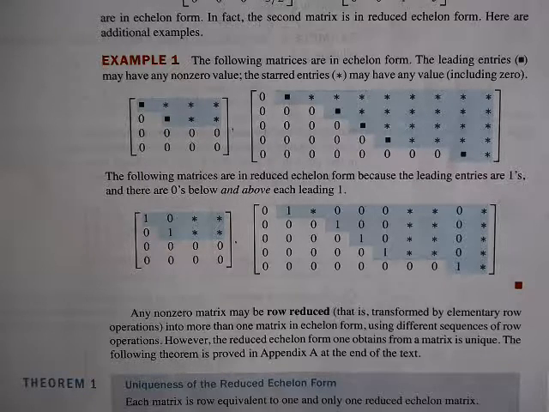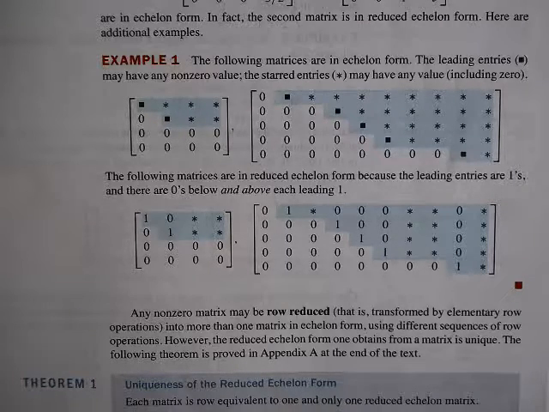So the zeros don't have to be above 1, but it just has to be either above or below? No, it doesn't. If there's a row above a leading entry, then that's got to be a 0. It has to be a 0 for it to be a reduced echelon form. This is a leading entry, so you have to have zeros above it, you have to have zeros below it. That's a leading entry, you have to have zeros above and below.